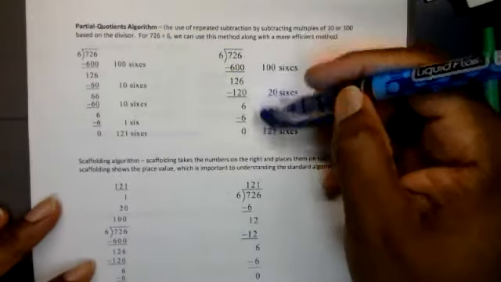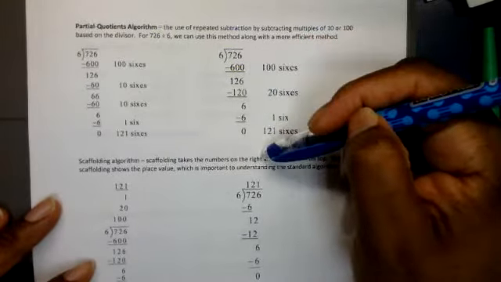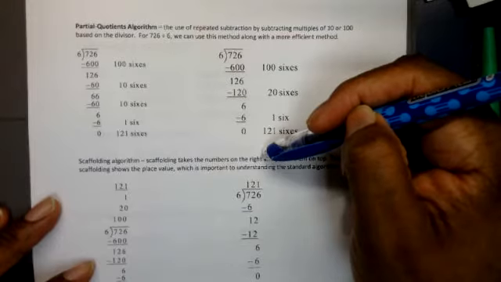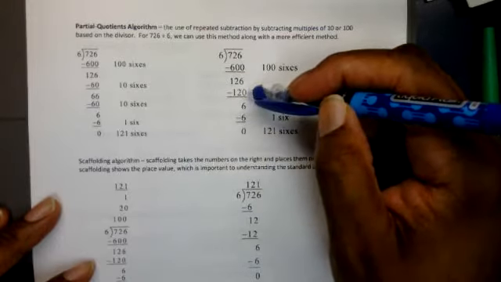Okay. And here you can see this in a shorter, more efficient method on the right side. So they use 20 sixes, which is going to be 120.